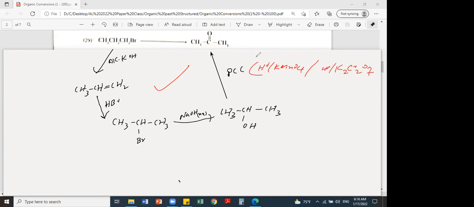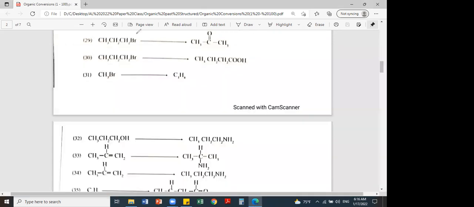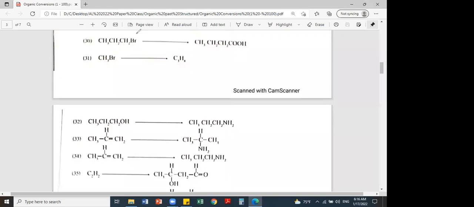Right. Then next one. Shall I erase the screen? Then 30th one. Let's see how to do.